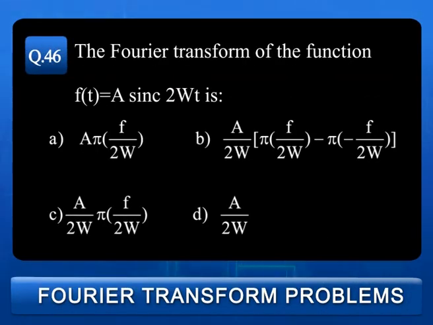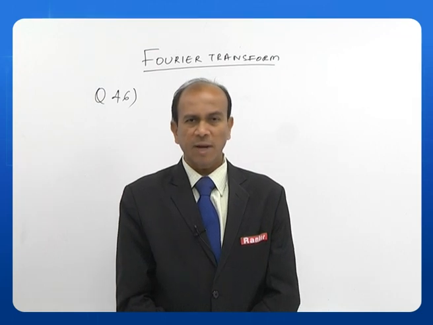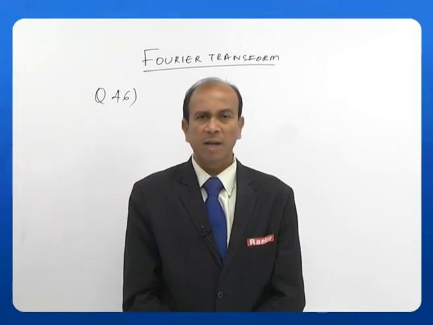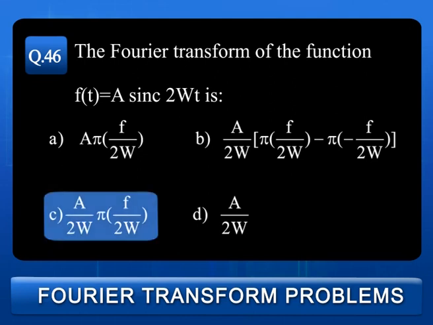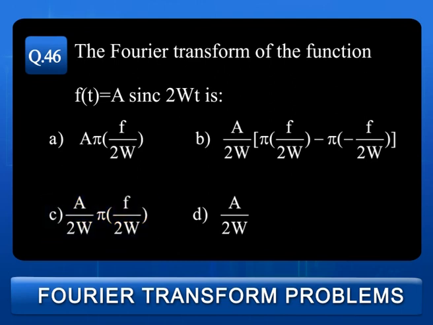The 46th question. The Fourier transform of the function f of t is equal to A sinc 2Wt is: A, pi of f by 2W; B, A by 2W pi of f by 2W minus pi of minus f by 2W; C, A by 2W pi of f by 2W; D, A by 2W. In this question we have to apply the duality theorem and also time scaling if needed. So the answer is C, that is, A by 2W pi of f by 2W.